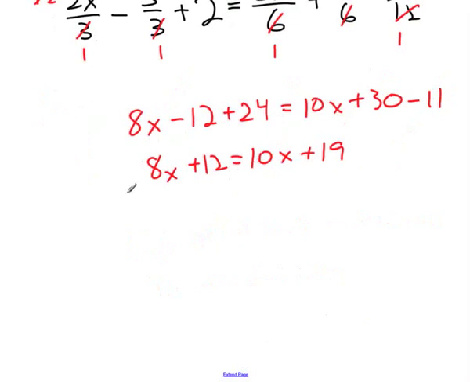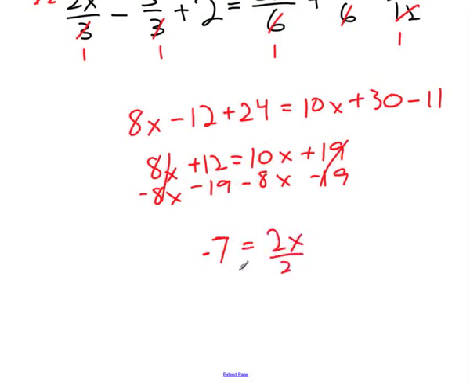So I'm going to subtract 8x on both sides. And I'm going to subtract 19 on both sides. I'm going to do that all in one step. So that goes away, this goes away. So this becomes negative 7, and this becomes 2x. Divide by 2 on both sides. And you end up getting x equals negative 7 halves.